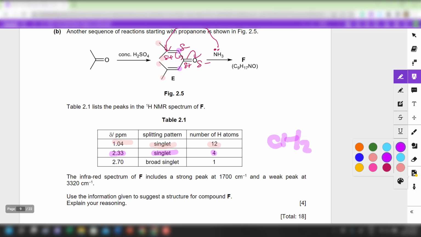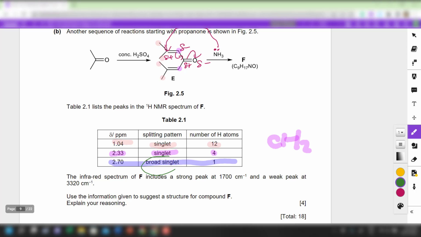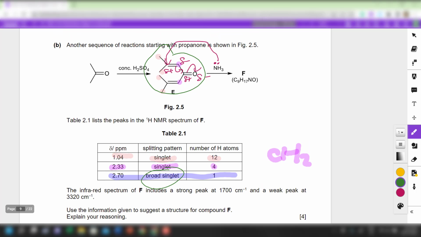And finally, we have this broad singlet with only one proton. The broad singlet is a telltale sign. So that means that this structure is likely to be an amine, and in particular, a secondary amine. Why secondary amine? Primary amine has 2 H, tertiary amine no H. So only secondary amine, and that makes sense. Using the structure of E, it is likely that the structure of F will be quite similar. So this will be kept with an NH here. Remember that these two ends are kept.